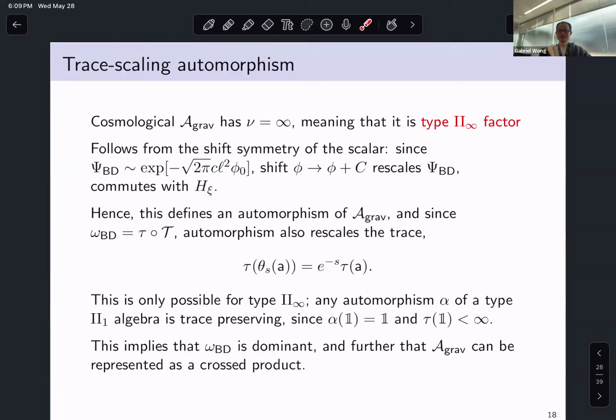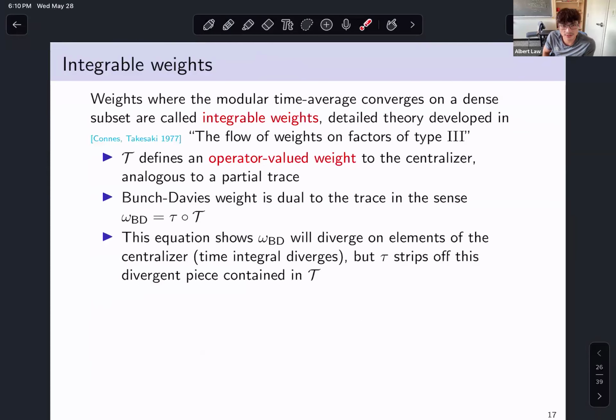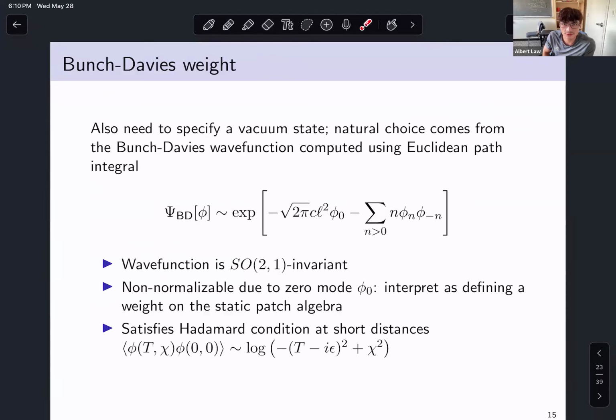Albert, did you have a question? Yeah, can I ask a question? Yeah, hi. So can you summarize again the role played by the inflaton? I mean, why can't I just use gravitons for all this construction?